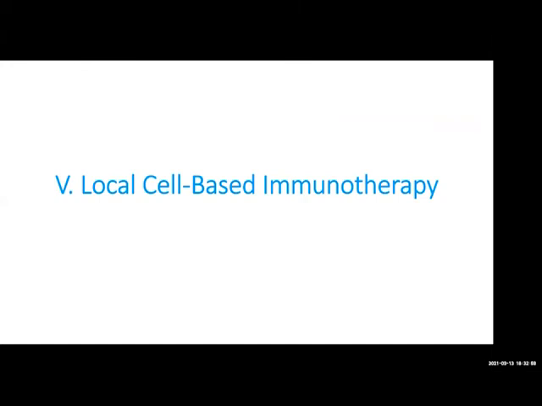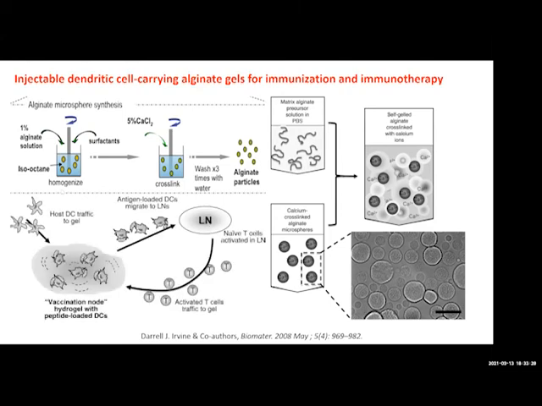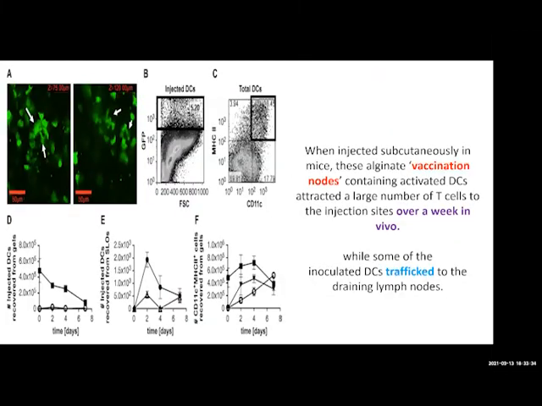Finally, there are now new approaches of local cell-based immunotherapy. For example, some researchers encapsulated activated dendritic cells into alginate microspheres and used these microspheres as a vaccination mode. By injecting subcutaneously, it will activate the immune system because it already contains activated cells. So here the trend is to encapsulate the activated immune cells and inject them into the animal to induce a more powerful immunogenic anti-tumor response.